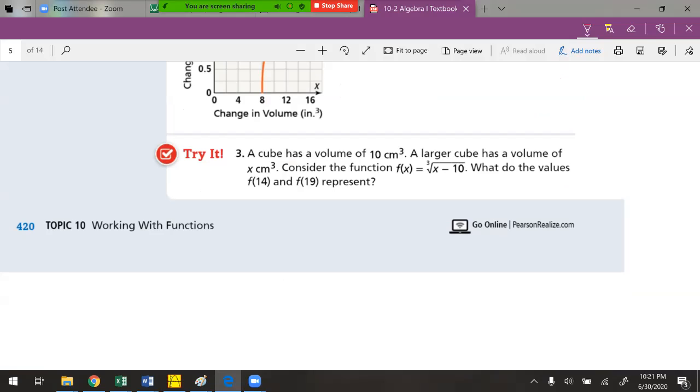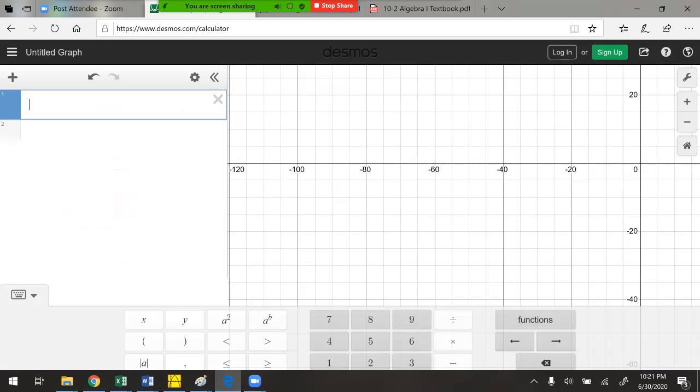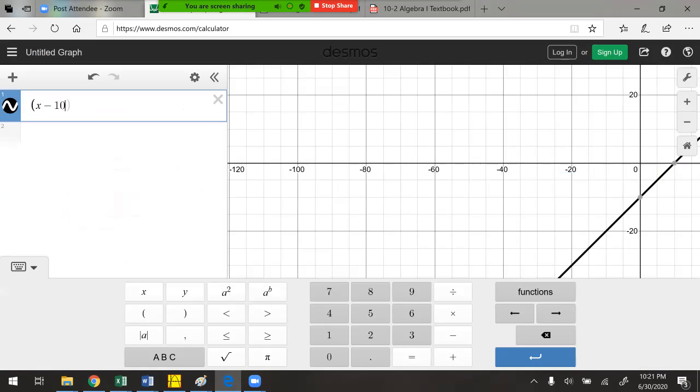Okay, a cube has a volume of 10 cubic centimeters. A larger cube has a volume of x centimeters. This is the function that you're using. We're going to plug in 14 and 19. Let's do it real quick, and we're going to use (x minus 10) to the 1/3. Okay, so let's take this off. Here we go. Parentheses, x minus 10, to the power of 1 over 3.